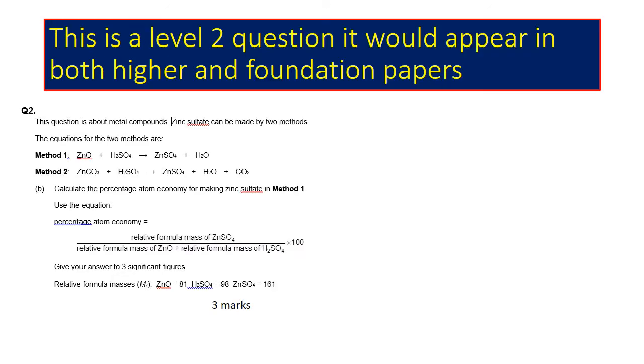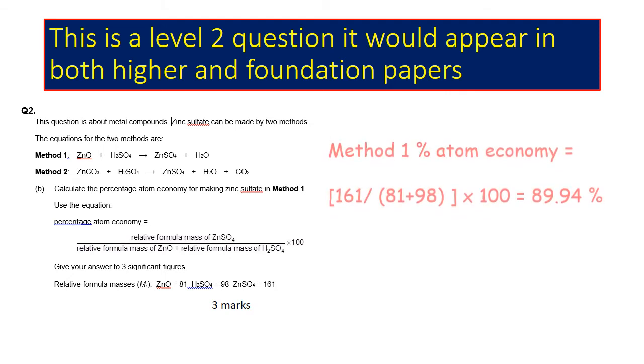So we have now moved on to a level 2 question, and this could appear in both the higher and the foundation paper. We're given a lot of information in this question, and we're shown 2 methods for obtaining zinc sulfate. And like in the earlier question, we're given the equation for percentage atom economy, and we're given some data. They ask us to give our answer to 3 significant figures, the percentage atom economy for making zinc sulfate with method 1. So we're not looking at method 2 here.